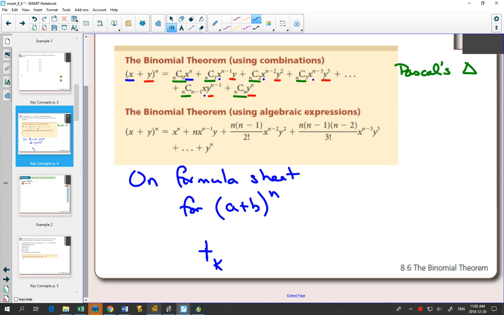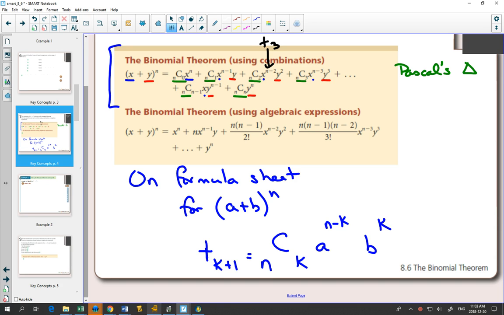Yes. On your formula sheet, it has term k plus 1 equals n choose k, a to the n minus k, b to the k. So what they're saying on the formula sheet is taking this that we have at first and compressing it into one formula. If I wanted to find, for example, this one would be term 3.